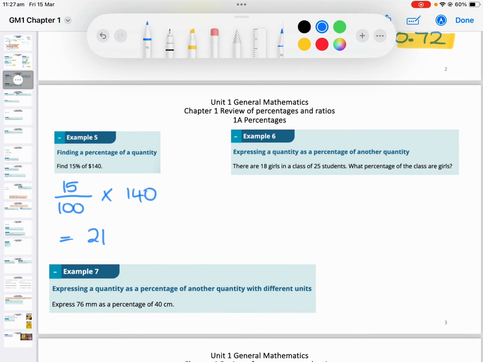Example 6. There are 18 girls in a class and there are 25 students in total. What percentage are girls? Well, 18 out of 25 times 100. We can just do that on our calculator, and we get 72. So 72% are girls.